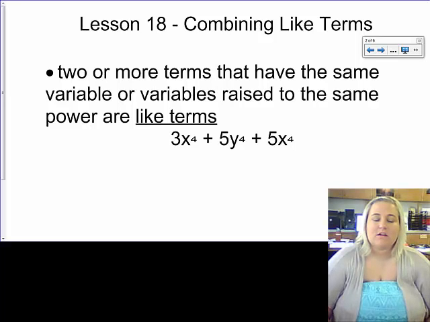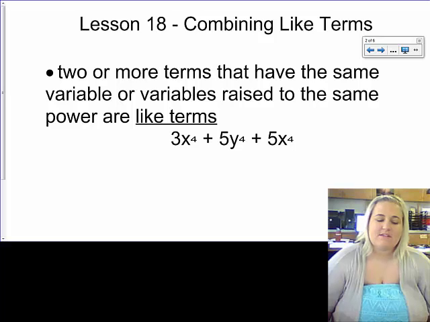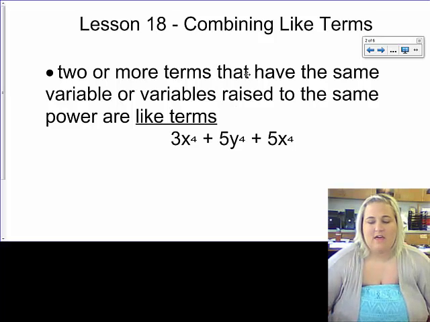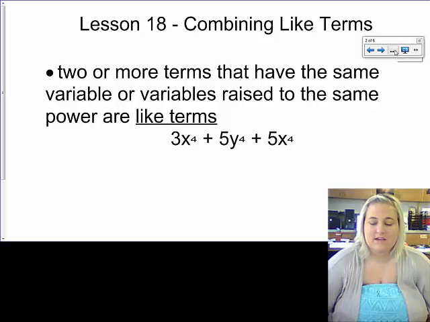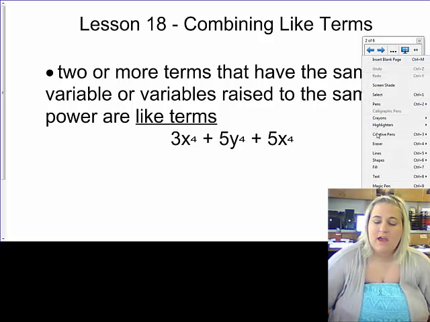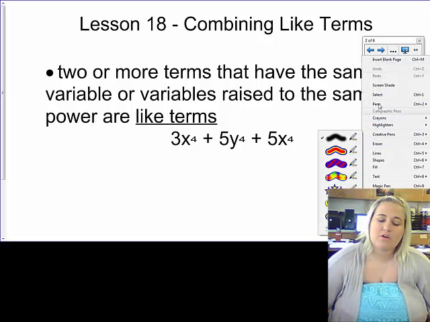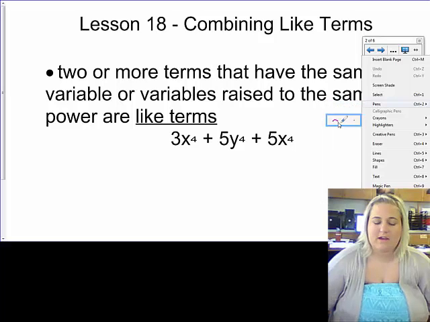Lesson 18, Combining Like Terms. Two or more terms that have the same variable or variables raised to the same power are called like terms. It is very important for you to understand that it's not just the same variable and the same exponents. It has to have the exact same variables with the exact same exponents. X squared and x to the third are not the same thing. Those would not be like terms.